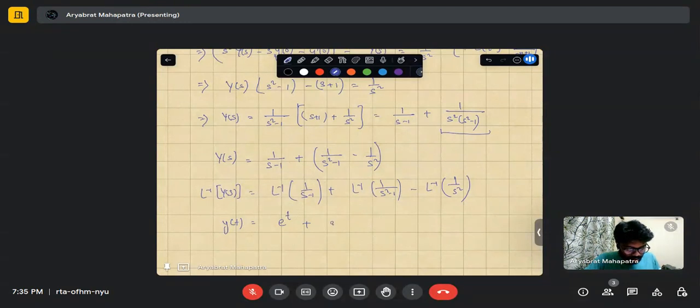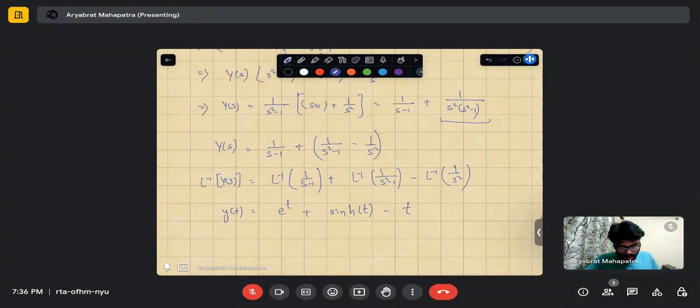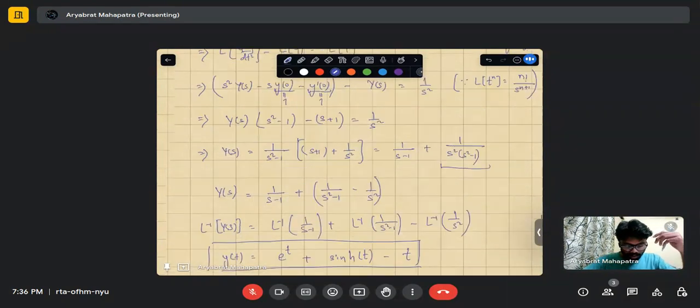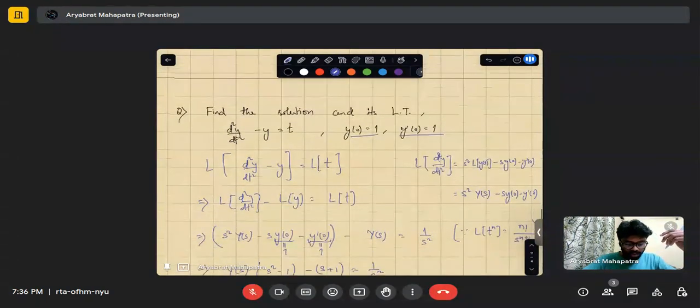The inverse Laplace transform of 1 over s square minus 1 is basically sinh t. You can check the properties that I have given earlier. And the inverse Laplace of 1 over s square is t. So that is the final form of your solution for the differential equation which was given right here.